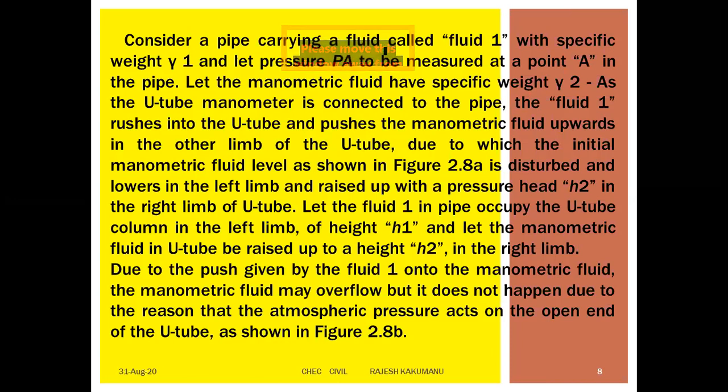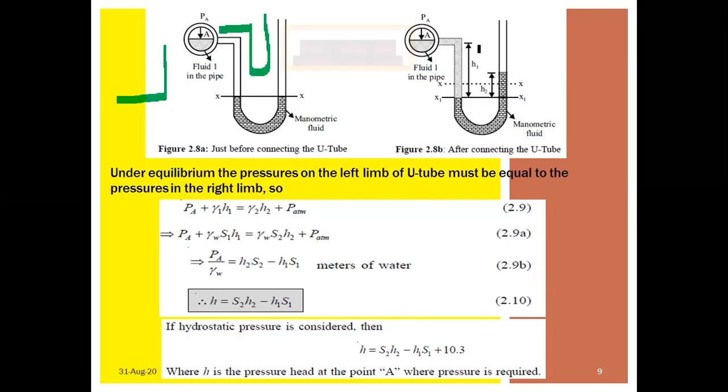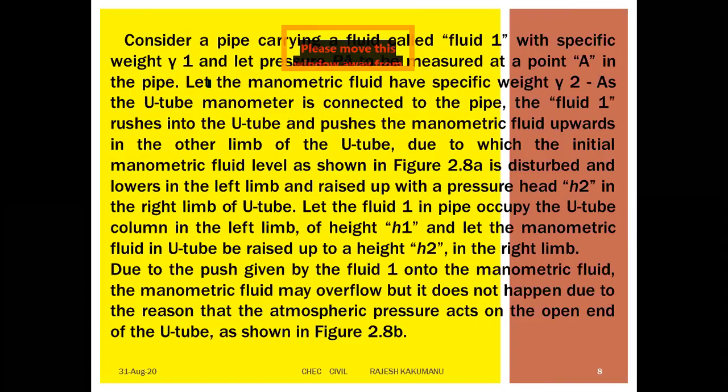Consider a pipe carrying a fluid called fluid 1. So see here, fluid 1. Let us assume this is a container, a closed chamber, where you have a pressure point at A and it is open to the atmosphere. Now fluid 1 is in the closed pipe, with a specific weight gamma 1.